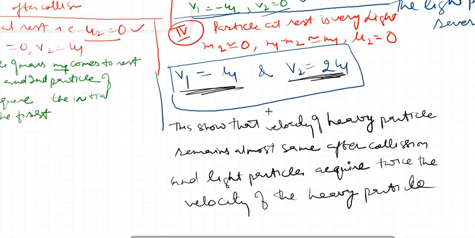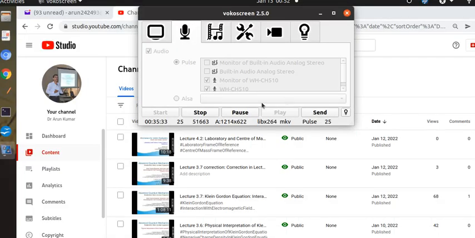So that's all for this collision, one-dimensional elastic collision in the laboratory frame of reference. So that's all for this lecture. In the next lecture, I will discuss such type of motion in the moving frame of, sorry, in the center of mass frame of reference, right? So that's all.